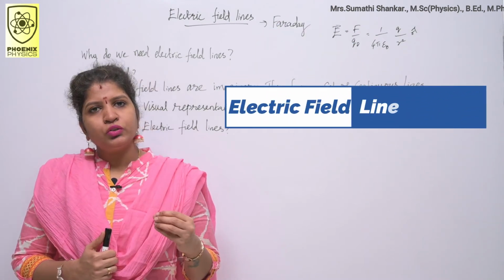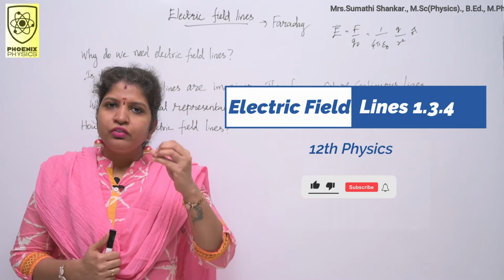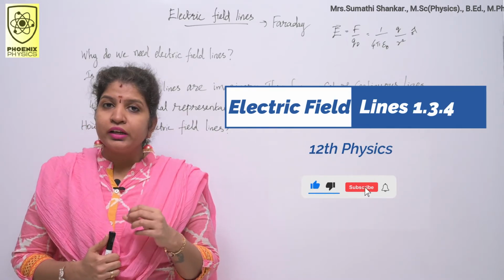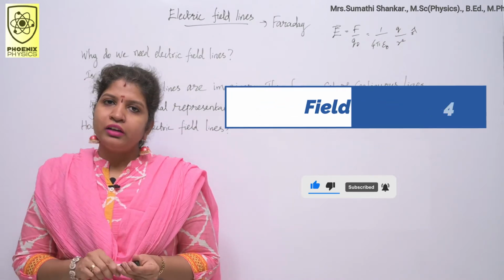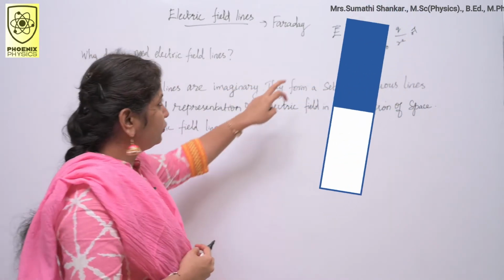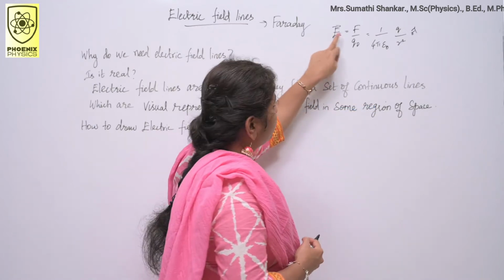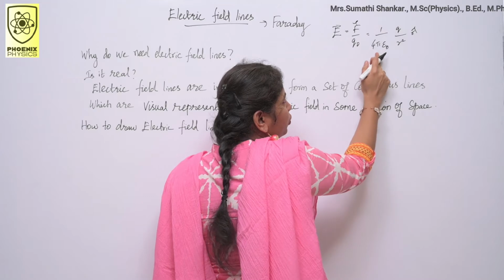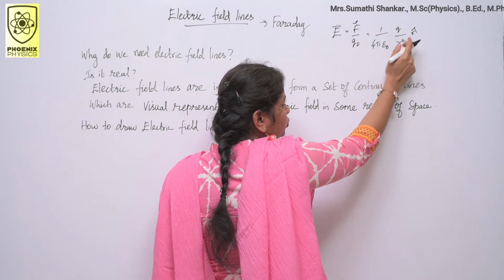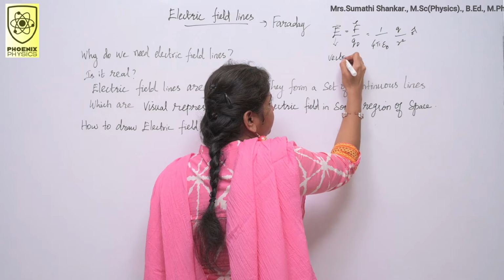Today we are going to learn electric field lines. You know that every charge in the universe creates an electric field in the surrounding space. We have derived one formula for electric field, that is the vector E is equal to F by Q naught, or we can write 1 by 4 pi epsilon naught Q by R square R cap. Here E is a vector quantity.